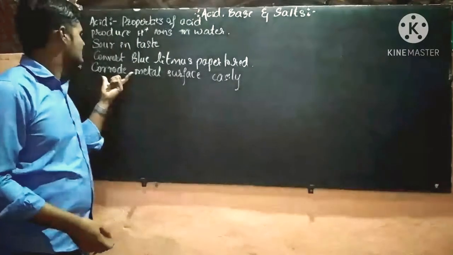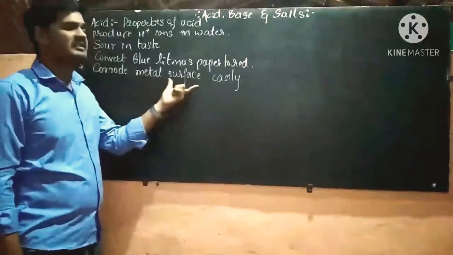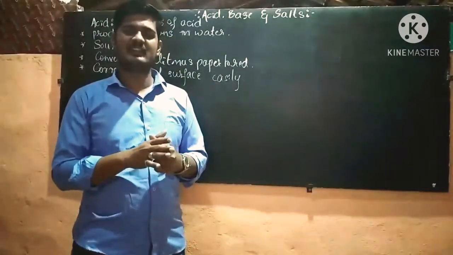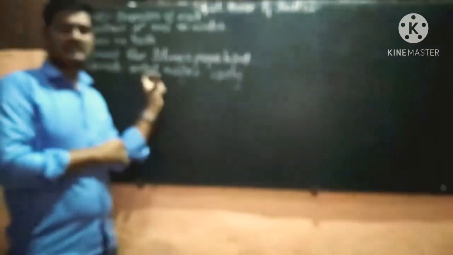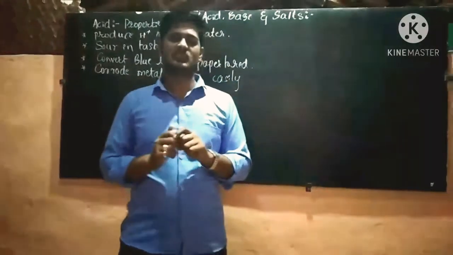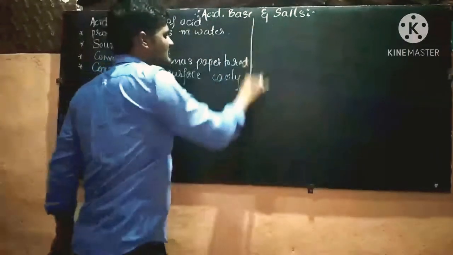And the last one is that acid has a tendency to corrode metal surfaces easily. Whenever acid comes in contact with a metal surface, it is going to corrode, means corrosion of that metal takes place. For this reason, acid is always stored in plastic containers. Okay, and then comes the base.